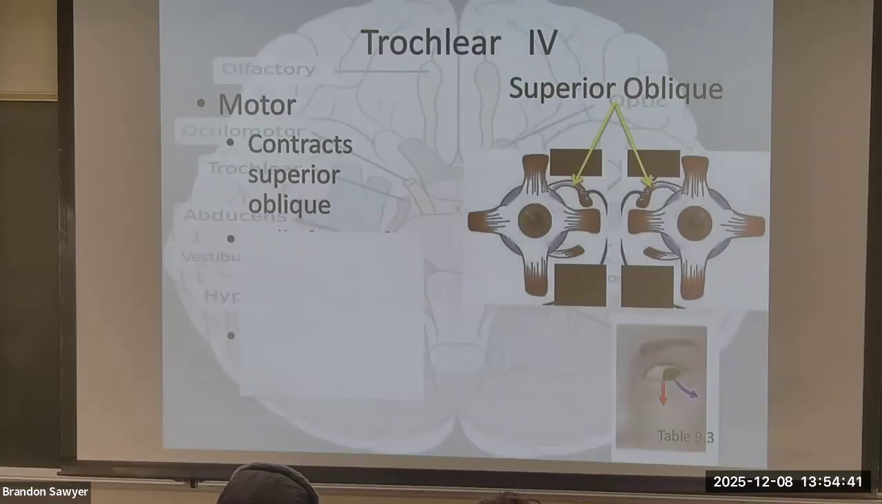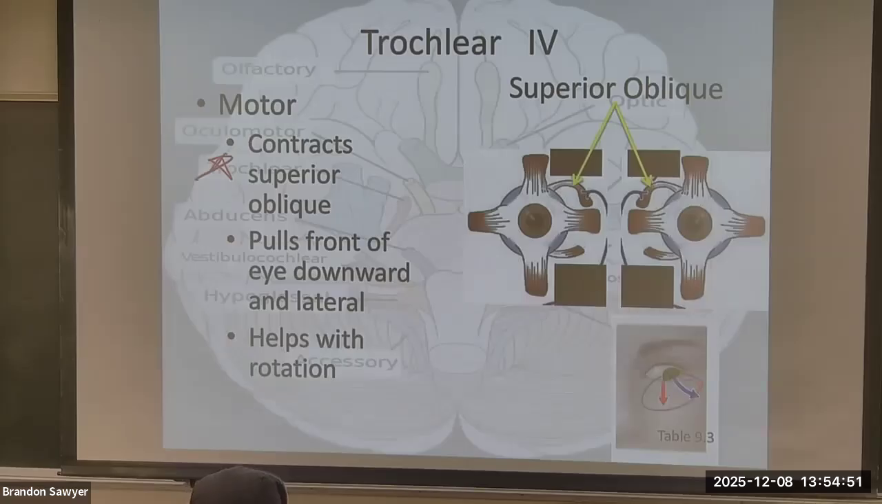Cranial nerve 4 is the trochlear nerve or trochlear nerve. Either way is fine. This contracts just one muscle, the superior oblique. Okay. And this one does not exactly the opposite, but similar movement, just the other direction of the inferior oblique. This one pulls the front of the eye down and out instead of up and out. Okay. All right. So that's our first 4 cranial nerves.